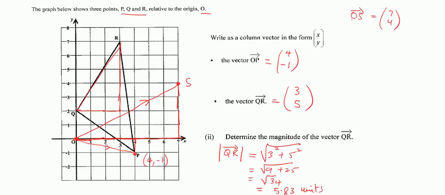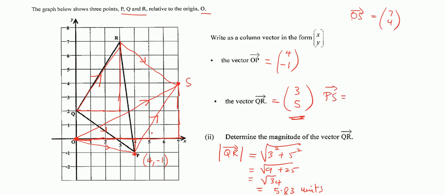Alright, so where's PQRS? So PQRS is really going from here. If PQRS is a parallelogram, it means that QR must be parallel to PS, and also QP must be parallel to RS. So let's start with the basic one here. We already know QR is the vector 3, 5. Let's find PS.